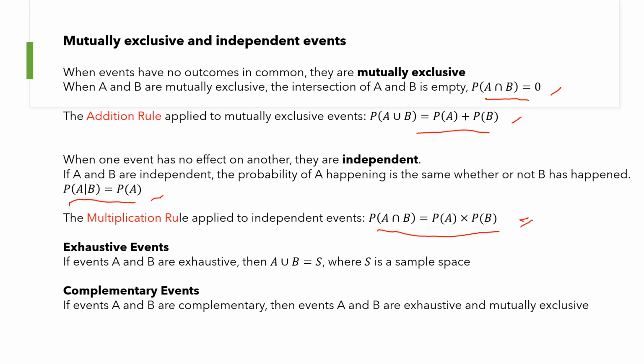Exhaustive events: the meaning is that if events A and B are exhaustive, then A union B will equal S, where S is the sample space. Complementary events: if events A and B are complementary, then events A and B are exhaustive and mutually exclusive. That's all for this chapter, and I hope you can learn something from this video.